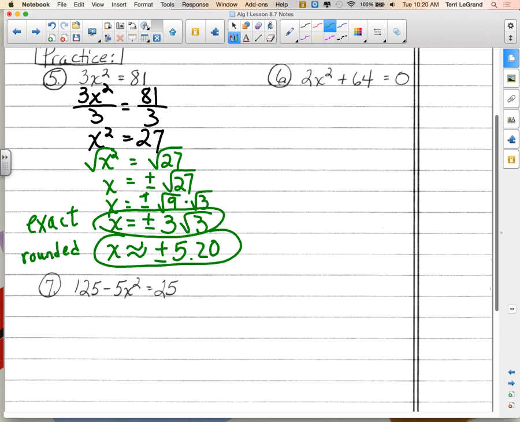We're going to have 2 sets of answers for these. The exact, we're going to know how to give the exact answer simplified, and we're going to know how to give the rounded answer to the nearest hundredth.